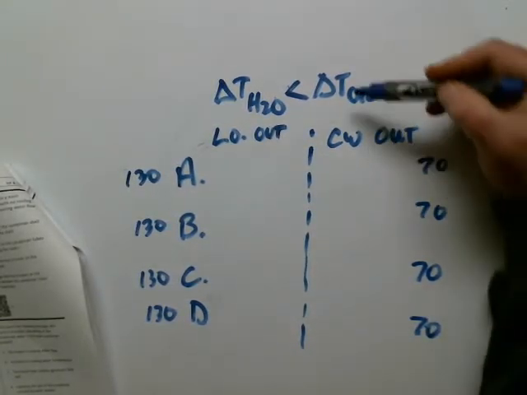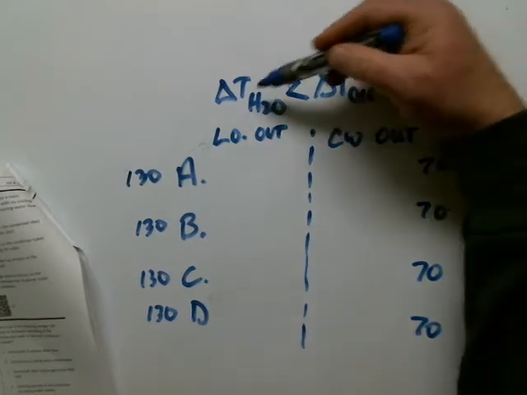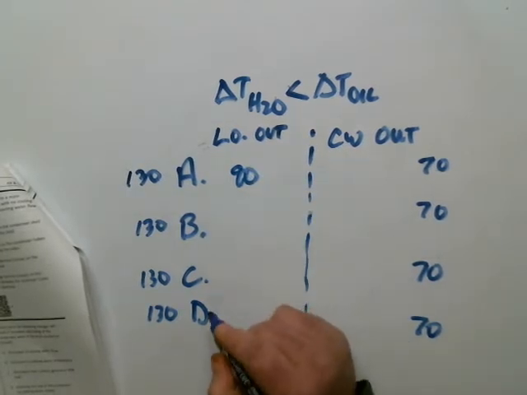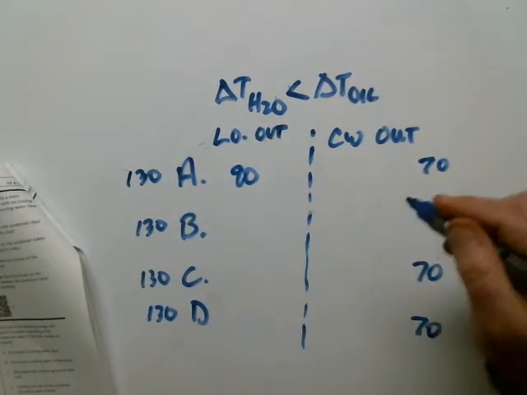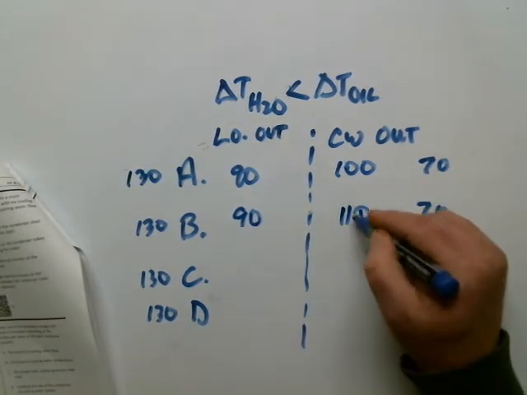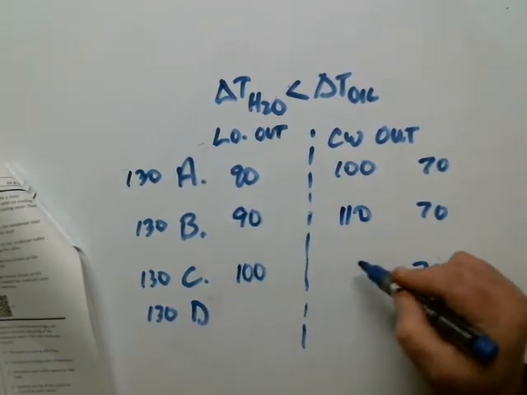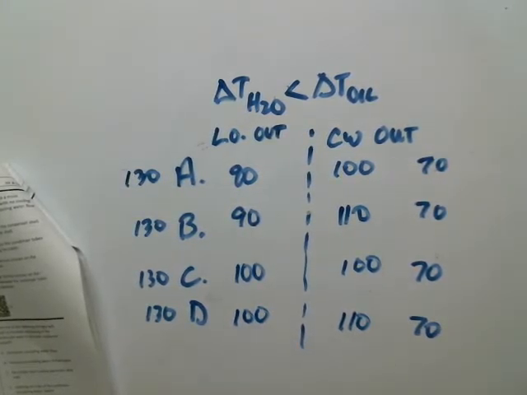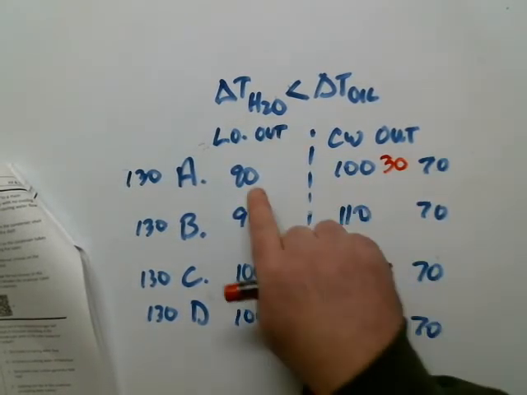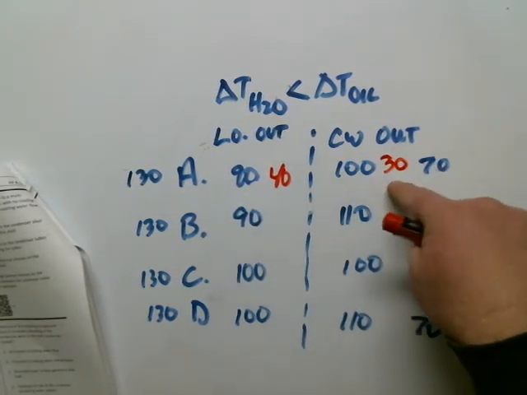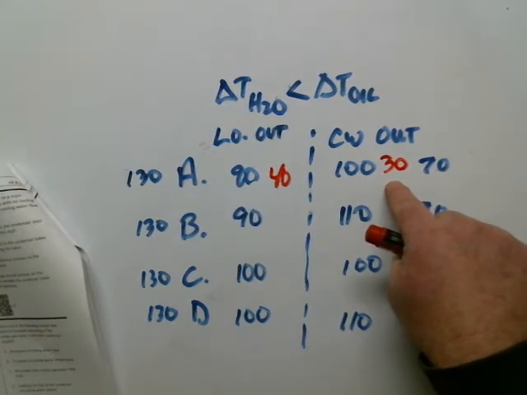So let's see which of the following are possible such that the delta T of the oil must be greater than the water, or water less than oil. So alpha says 90 degrees lube oil outlet temperature and cooling water is 100. Then for the second one, it says 90 and 110. Charlie is 100 and 100. And delta is 100 and 110. So here we go. We see that the delta T of the water would be 30. The delta T of the oil would be 40. So is the delta T of the water less than the delta T of the oil? It sure is. So alpha's looking good.